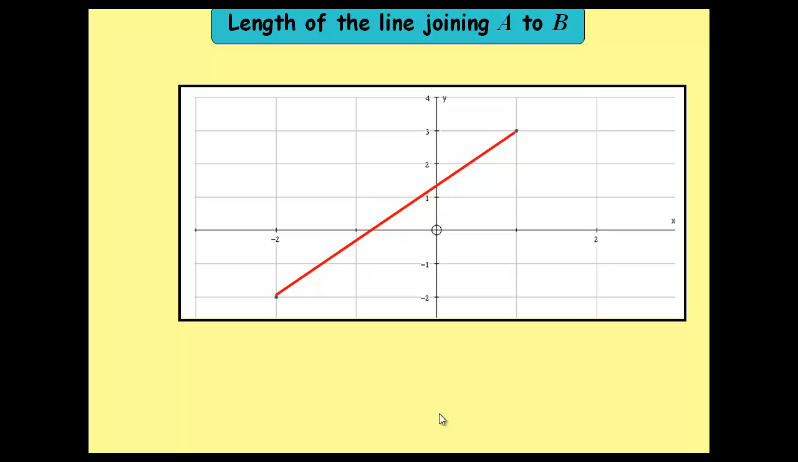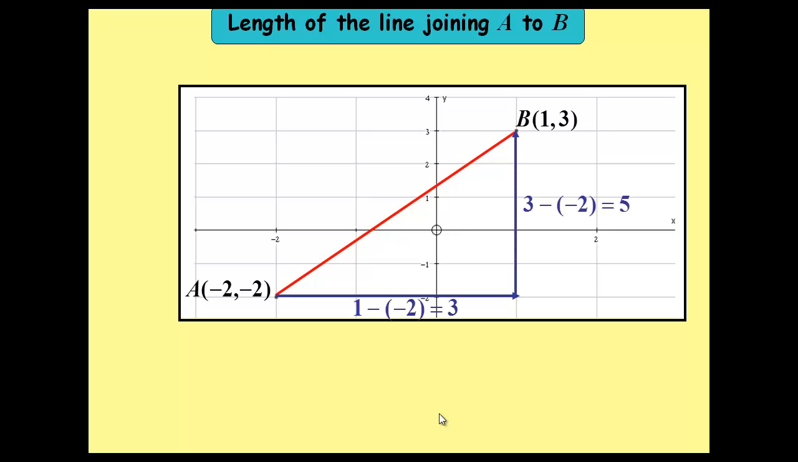So the length of a line joining 2 points. Well, we'll work with the same 2 points. And hopefully you'll recognise what's going on here. We've worked out this length here. We can see it's 3. We've worked out this length here, which we can see is 5.